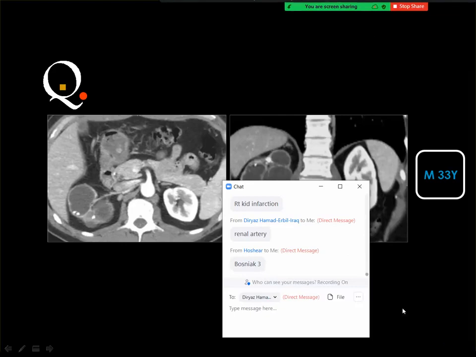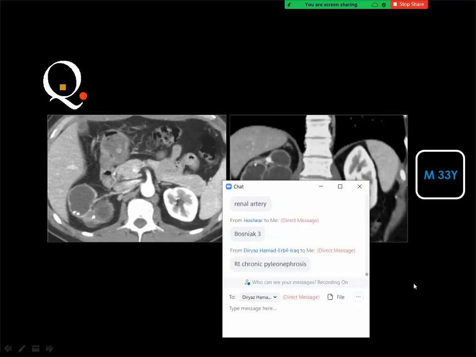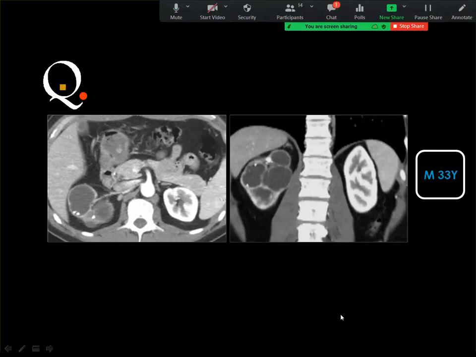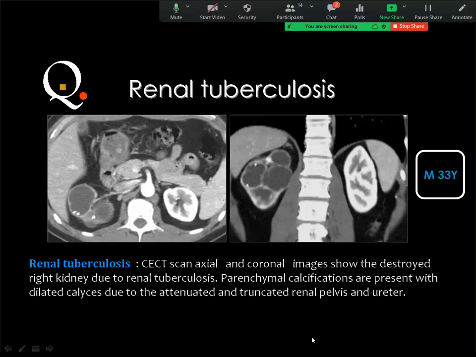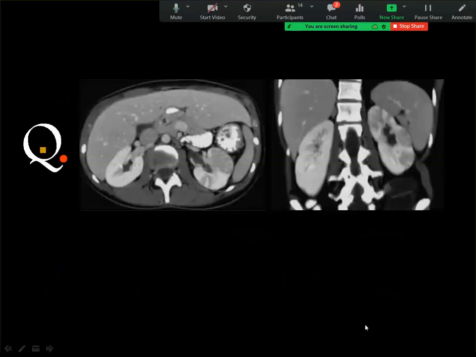Bosniak type 3 renal cyst, and actually you do not see the kidney on the right side. Chronic pyelonephritis, yes, it looks a reasonable answer, but I said to you many times that whenever you see calcium in the renal parenchyma, you should suspect the possibility of TB. Infection of the kidney by TB is a form of chronic pyelonephritis. Yes, you are right. But in this particular case, you do not see evidence of significant renal parenchyma. You see parenchymal calcification, and if you say that this is chronic pyelonephritis, okay, but it's better to say that this is renal TB. Next case.